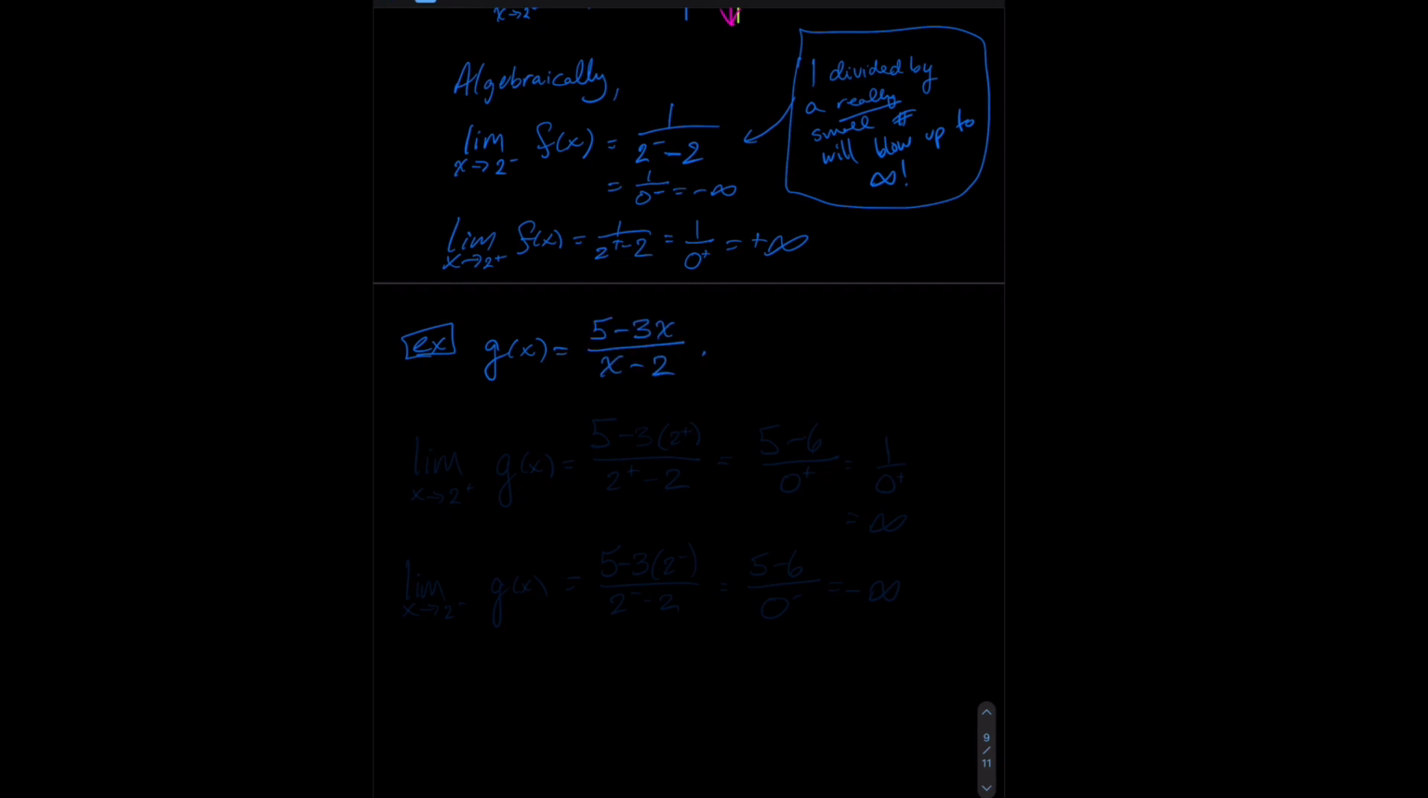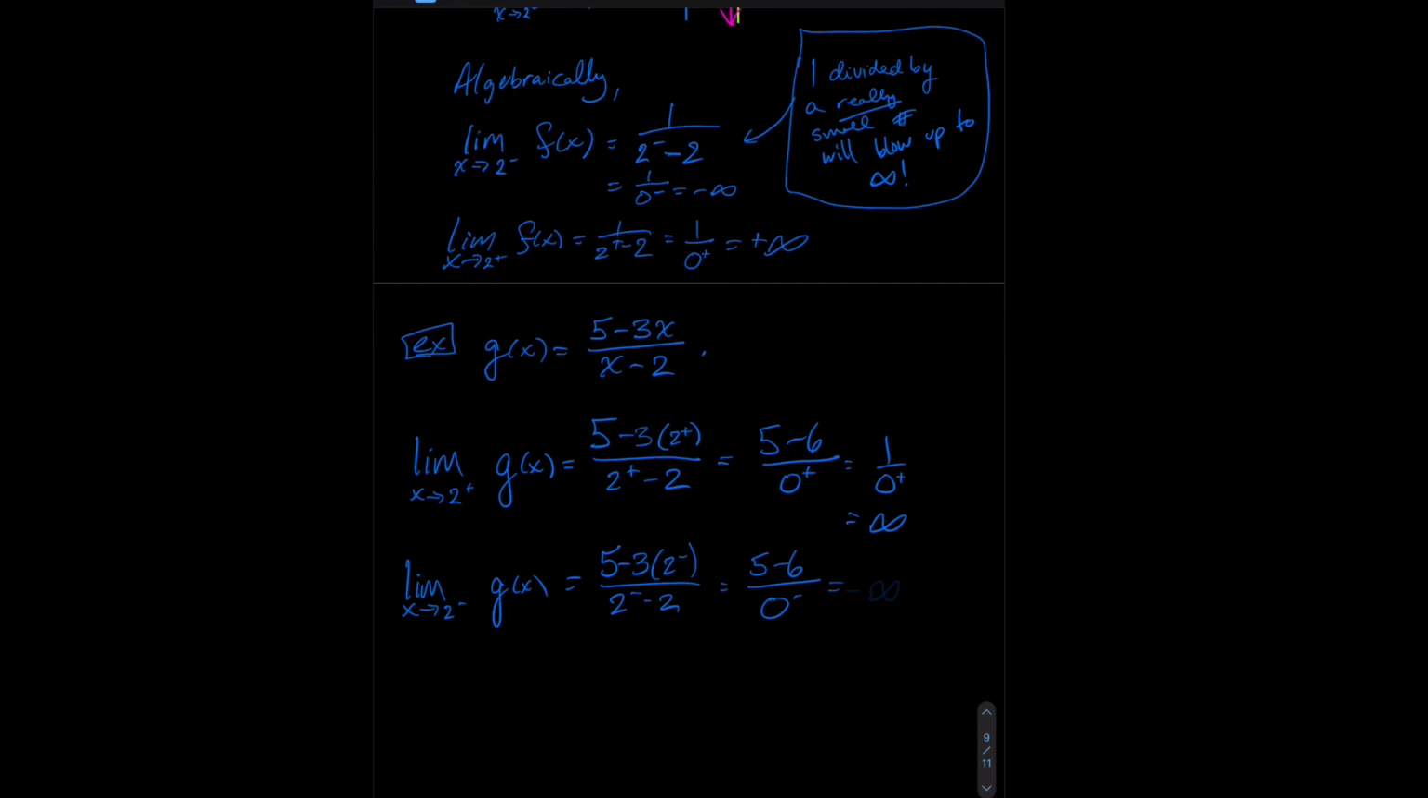Same thing for g of x here. If we want to find the limit as x approaches 2 from the right, we're going to have 5 minus 6, that's negative 1, divided by 0 from the right. That's going to be negative infinity. Even though I wrote positive infinity, that should be a negative infinity because we have 5 minus 6 on top. And from the left, 5 minus 6 is negative, but we have a negative on the bottom. And so it's a double negative, and so those should be switched there.